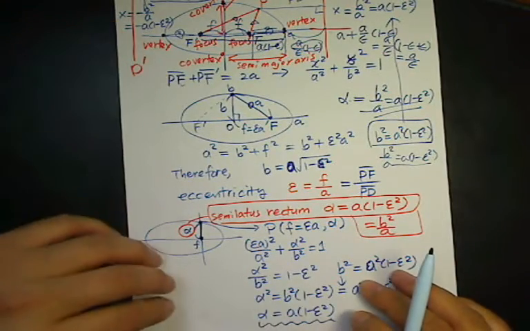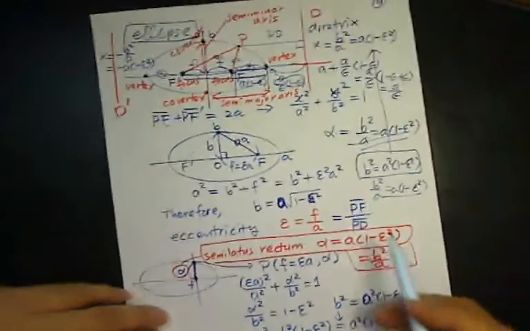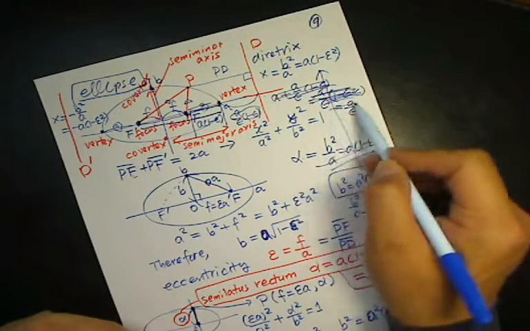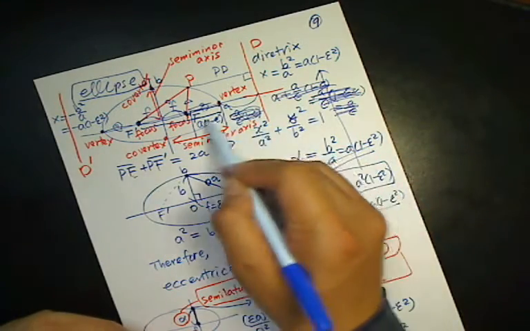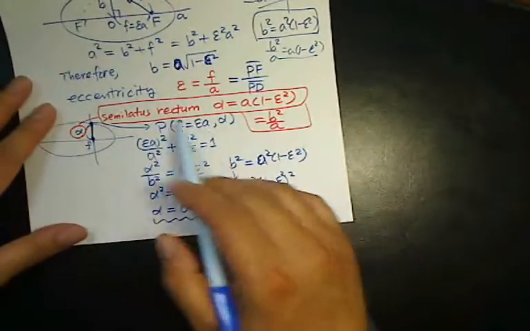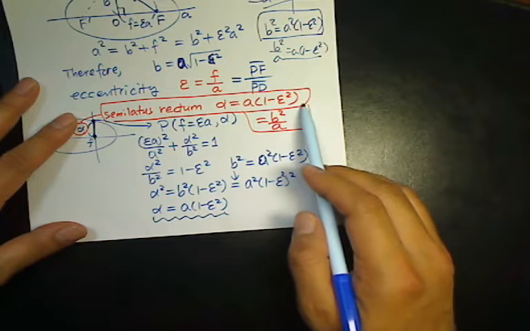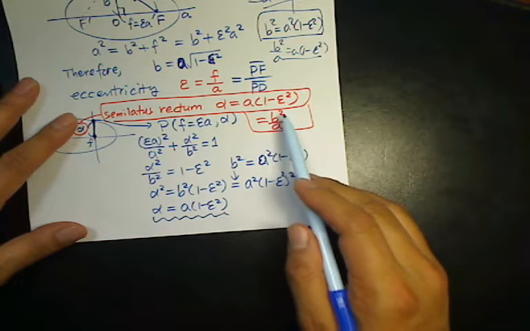Wait a second. Just ignore this. So the semilatus rectum is alpha, and that is a times 1 minus epsilon squared, or b squared over a.